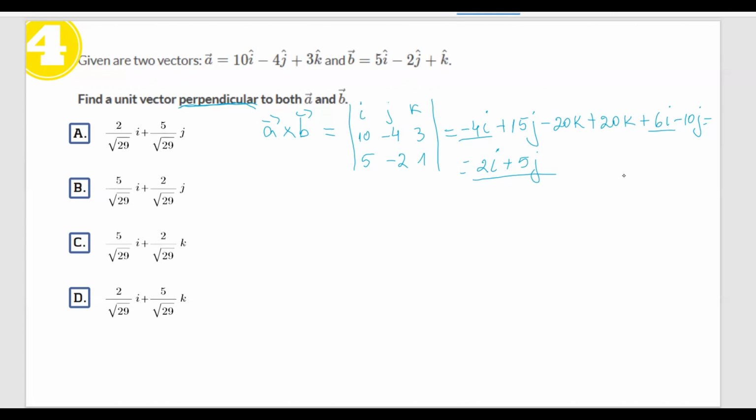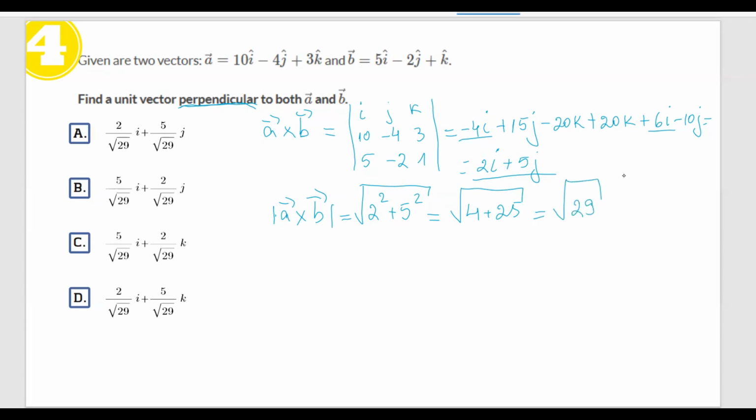And now, do you remember how to calculate the unit vector? All we have to do is calculate the magnitude of this vector. So we're going to do magnitude of A cross B. This is cross over there, just don't want to confuse you. A cross B magnitude is equal to square root of 2 squared plus 5 squared. And I will get square root of 4 plus 25, and this will get me square root of 29.